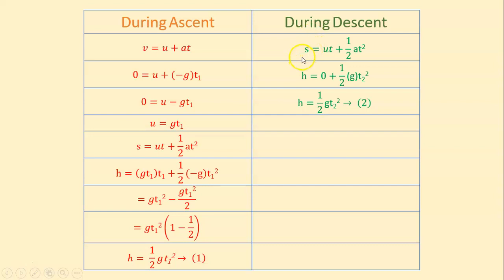Using the second equation, s is equal to ut plus half at square. S being h, initial velocity is 0. So 0 plus half, a is plus g and the time taken is t2. So t2 square. Therefore we get h is equal to 1 upon 2 into g into t2 square, which is your equation 2.